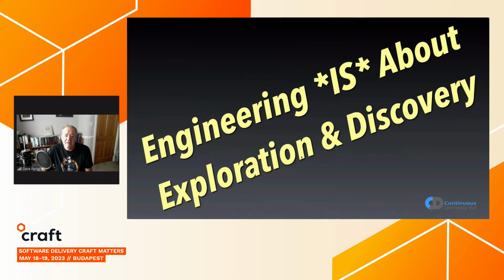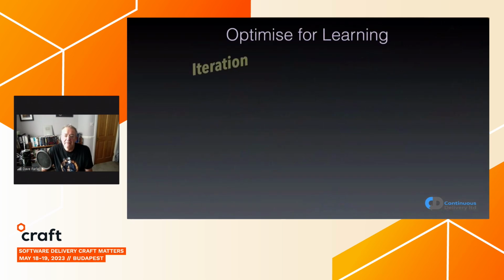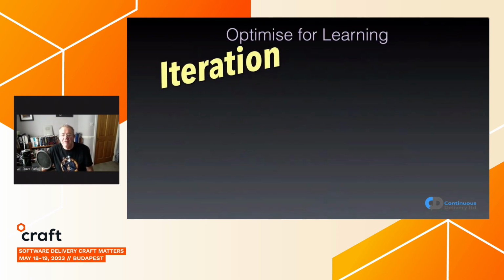And that changes the way that we should think about it and the way that we should practice it. I'd argue that software development too is all about exploration and discovery. What that means is that if we want to become good at it, we need to become good at learning. We need to be good at exploration and discovery. And to do that, I think that there are 5 things that are essential in that approach.